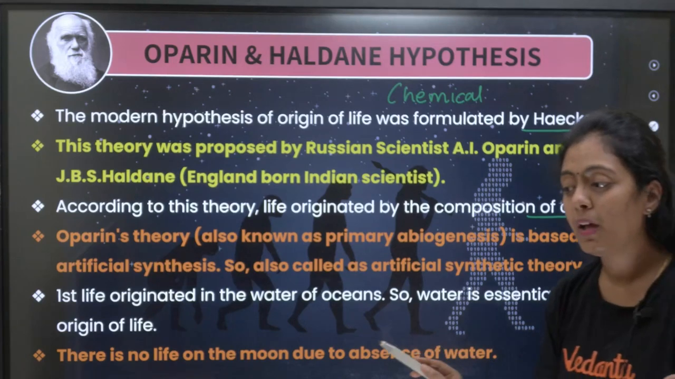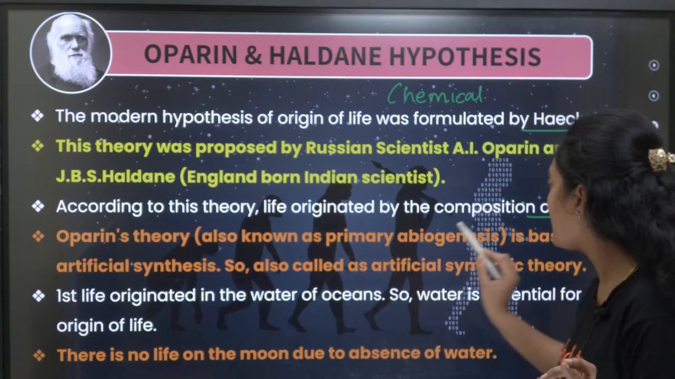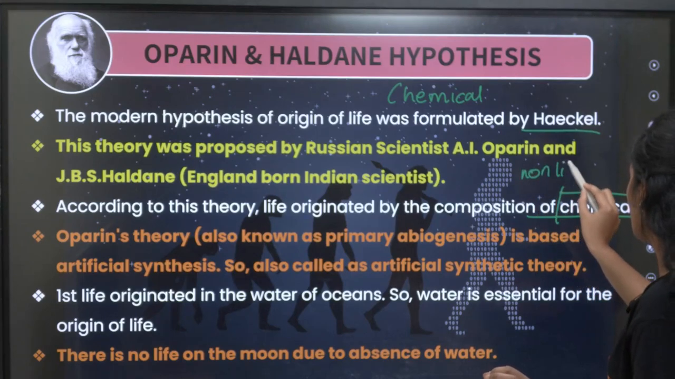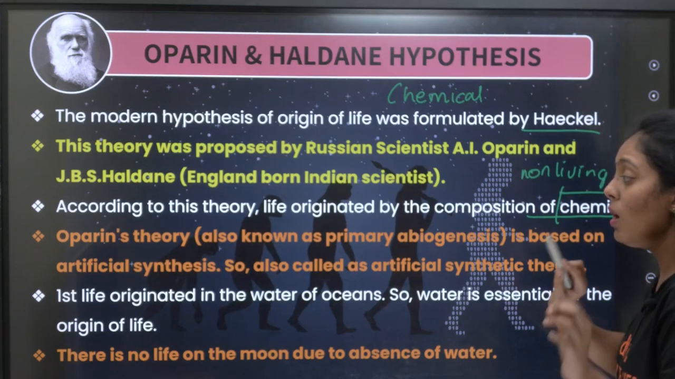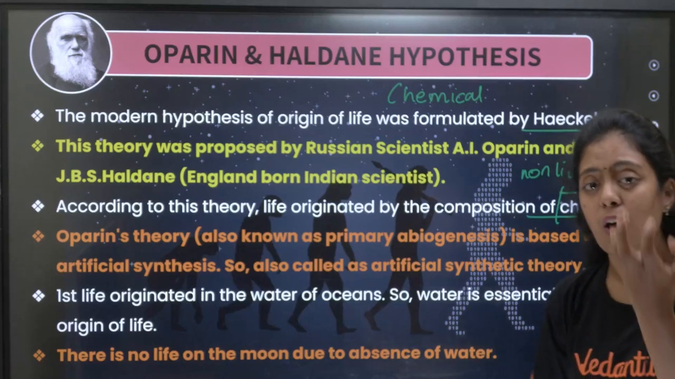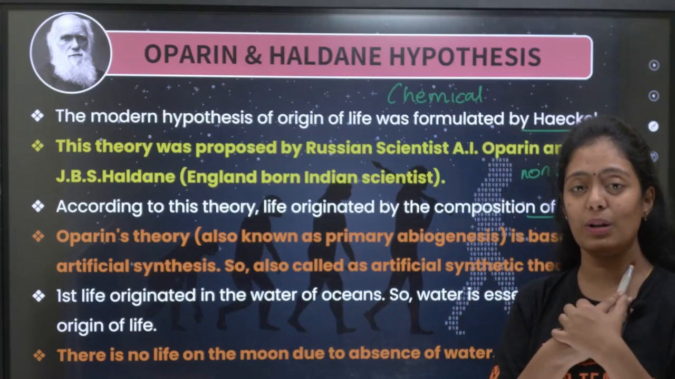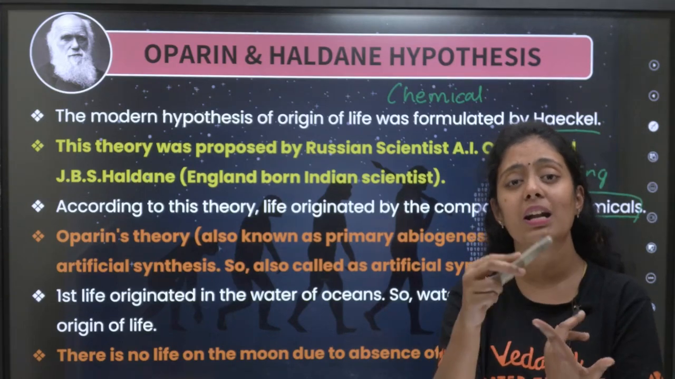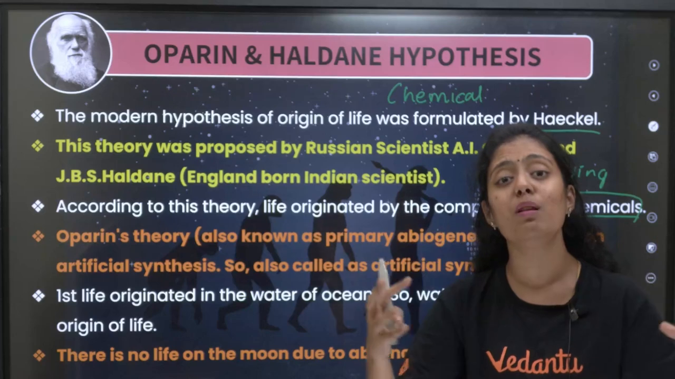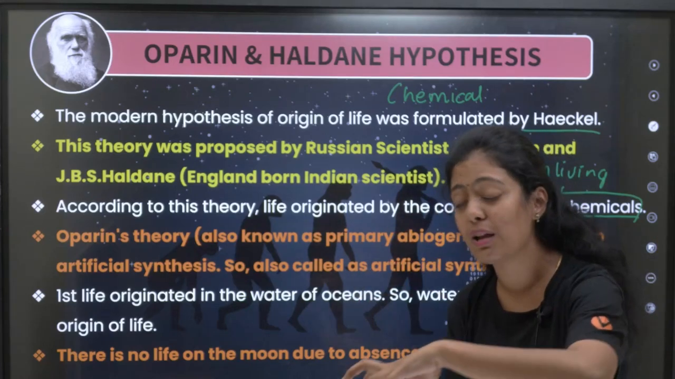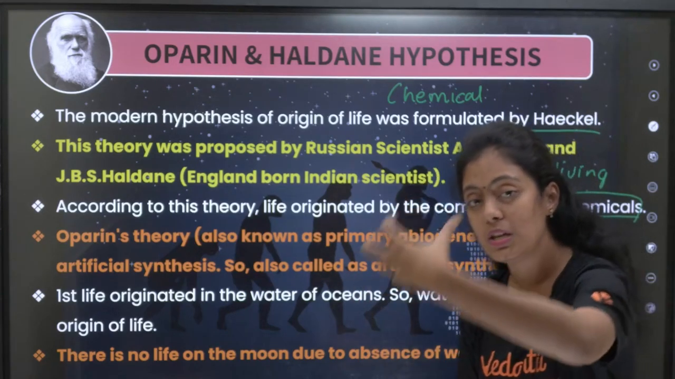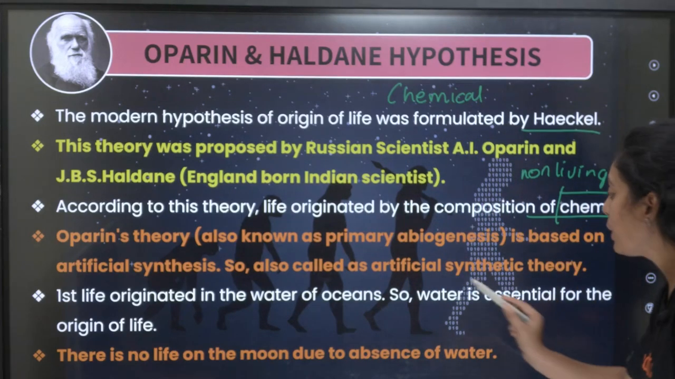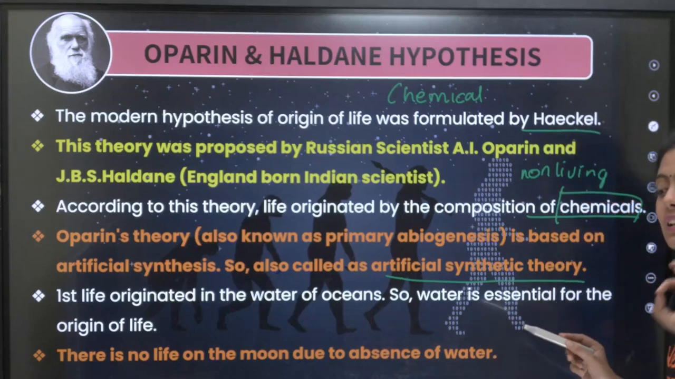Very, very important. Oparin theory, also known as the primary theory. The chemicals are non-living. First, all the biomolecules that are needed for us will be produced. Biomolecules are lipids, proteins, carbohydrates, DNA, RNA. They will all be produced first. And then the first life will come. And then you will have the unicellular organism, multicellular organism. All that will come later. So we call this the artificial synthetic theory.